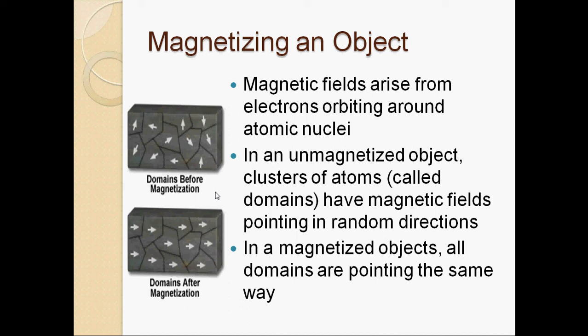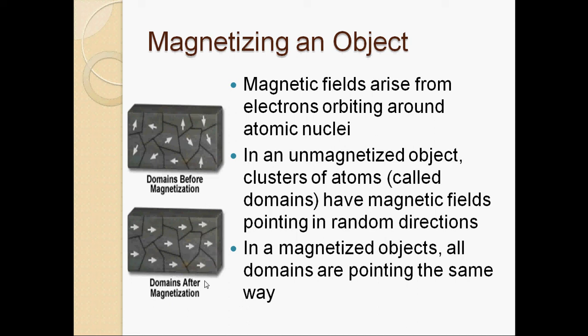But there are certain materials that we can easily convince all of the atoms to get their magnetic fields aligned the same way. Iron certainly is sort of the classic example of a material that can do that.